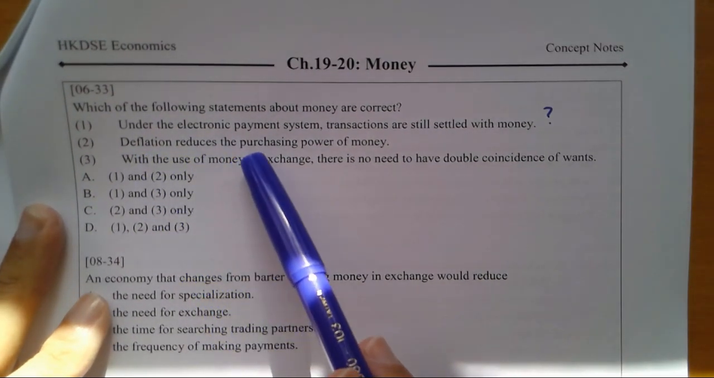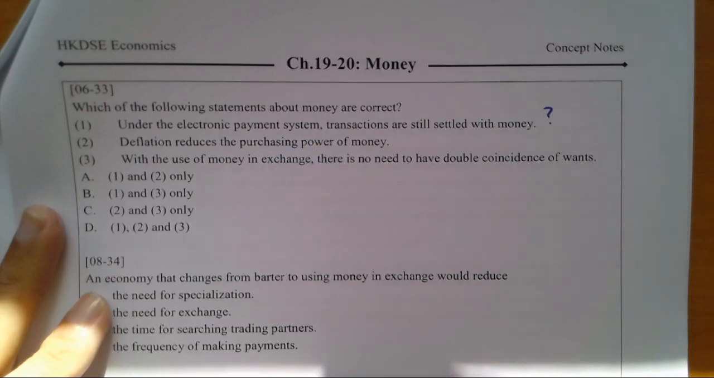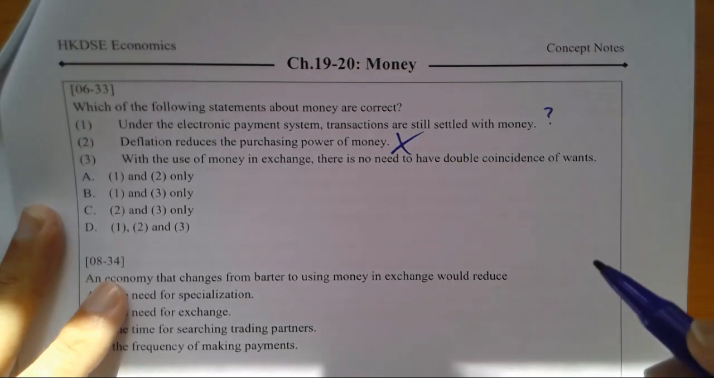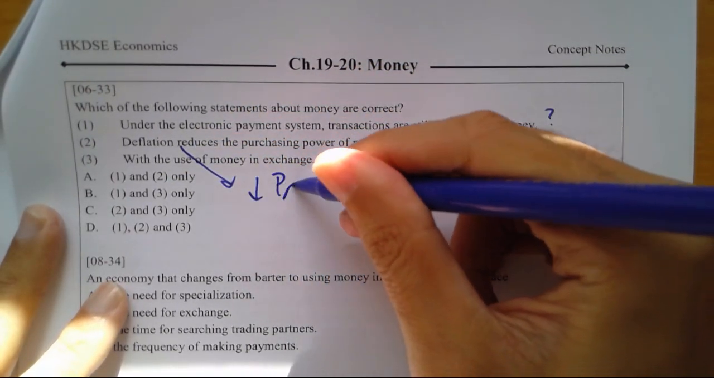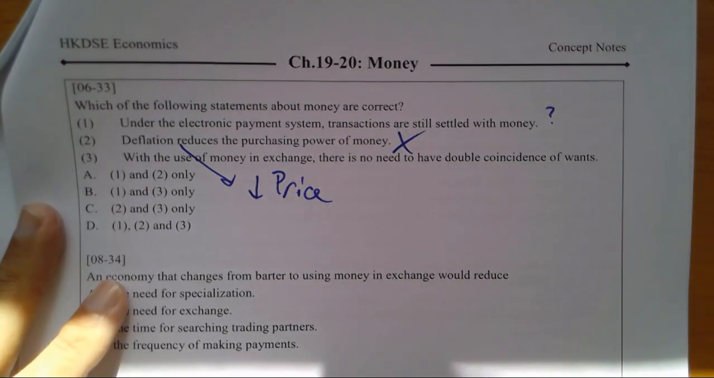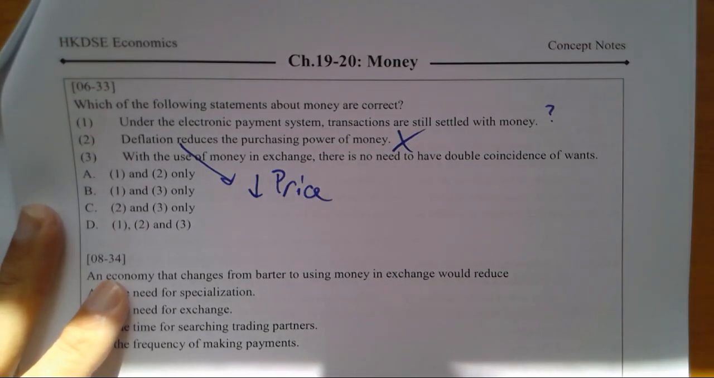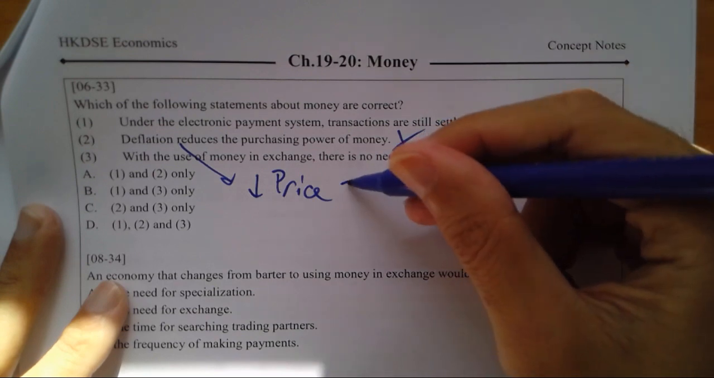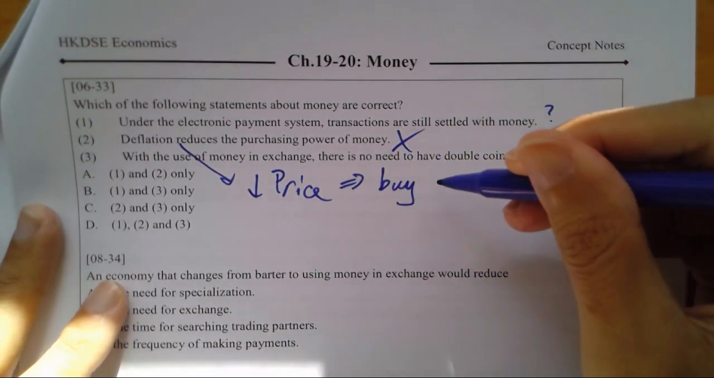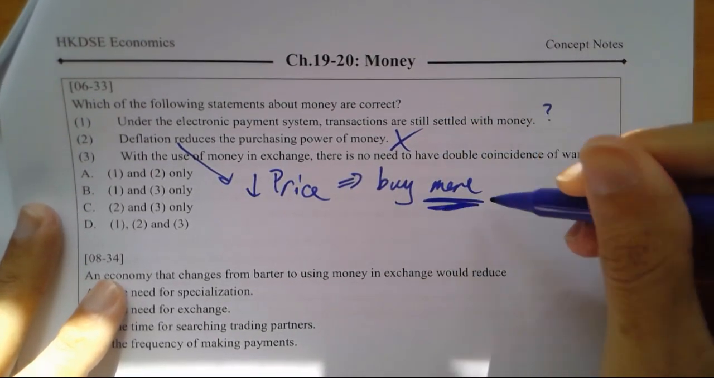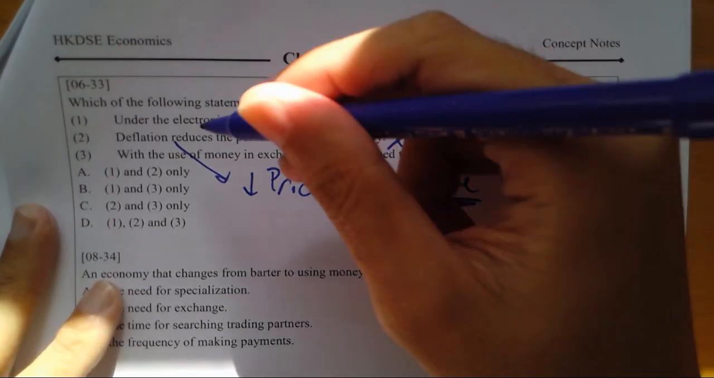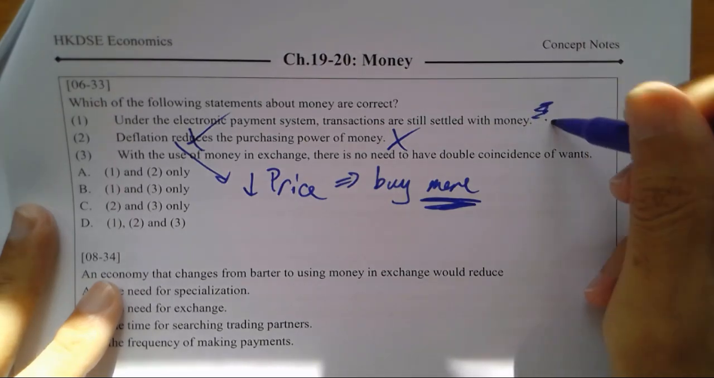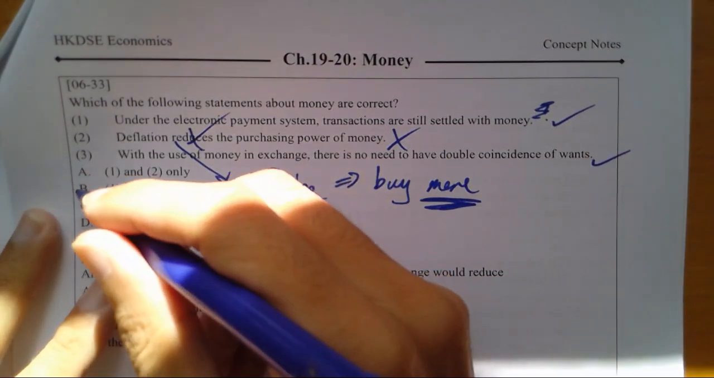Now deflation reduce the purchasing power of money. Actually, no. It's just the opposite. Deflation means lower price. 價平咗嘛。With lower price, can you buy more things or buy less things? Actually, you buy more. Because more means higher purchasing power. Actually, it doesn't reduce. So, we know 1 and 3 is correct.